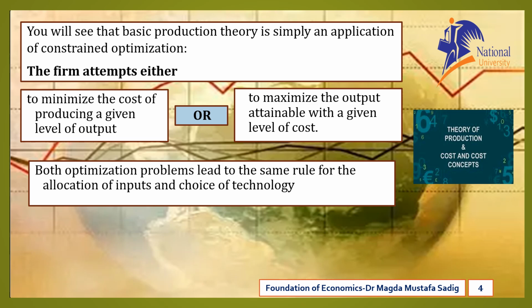So it's a map showing how inputs turn into output. It's key for understanding firm behavior, efficiency, and decision making. It varies between the short run, some fixed inputs, and the long run, all inputs variable. And it helps managers decide how much to produce, what combination of inputs to use, and how to minimize cost.